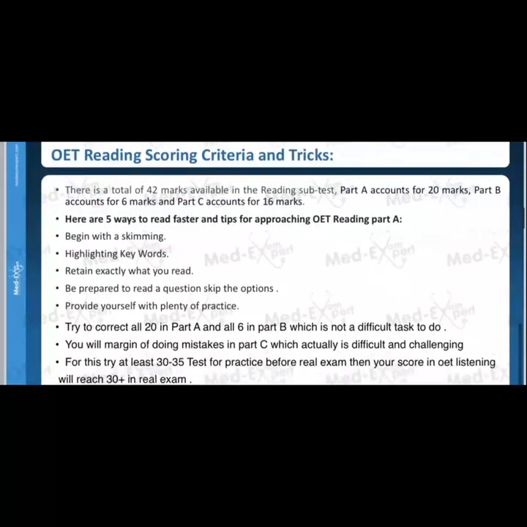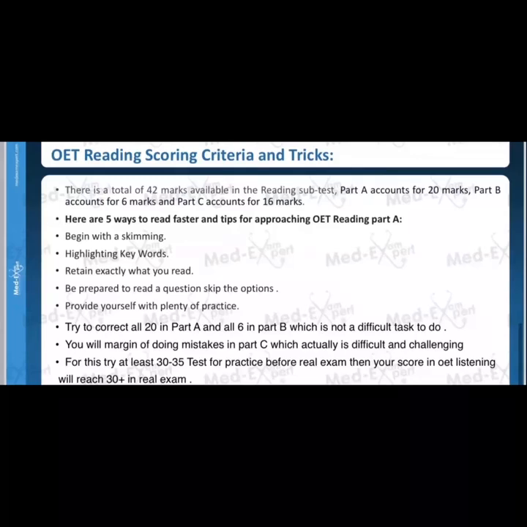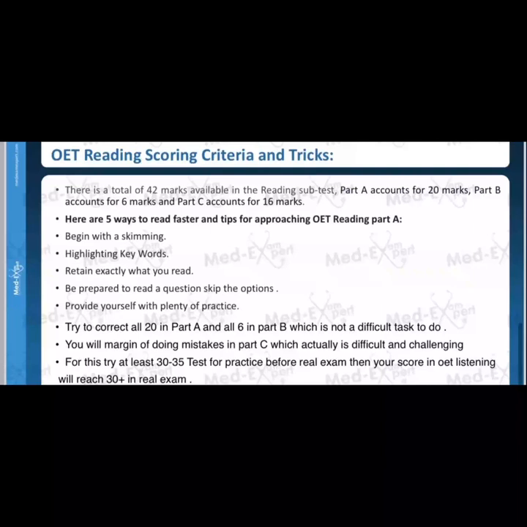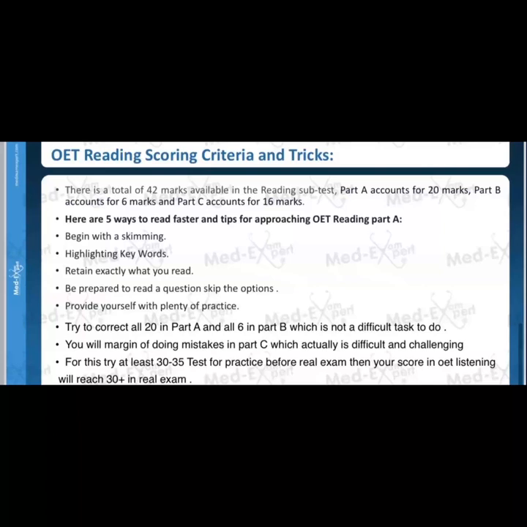So now we are going to talk about the reading scoring criteria and the tricks as well. Again, the same thing applies for reading. There is a total of 42 marks available in the reading subtest. Part A accounts for 20 marks, Part B for 6, and Part C for 16 marks. So this is basically the marks distribution in both the listening and the reading module. If you are a beginner, a new test taker, you have to be familiar with the marks distribution so that it is easy for you to set your goal and your target.